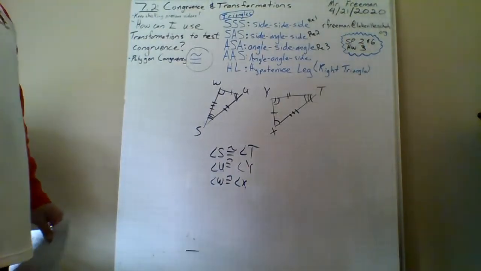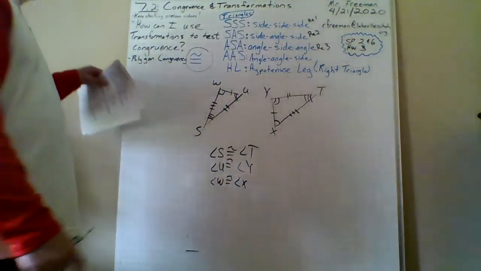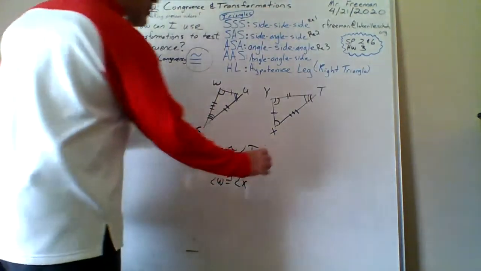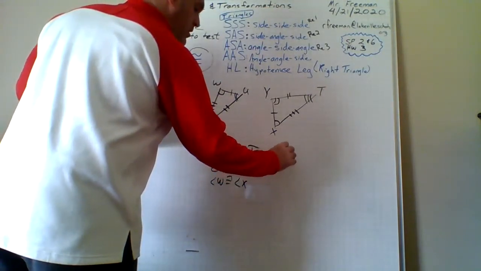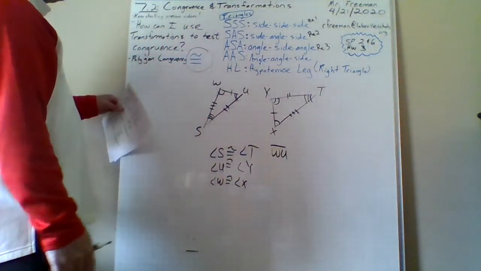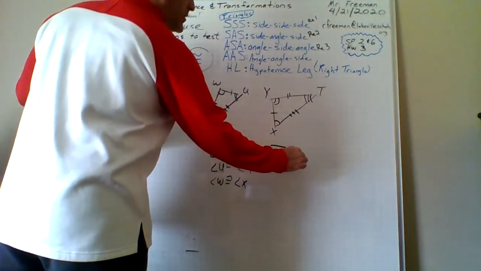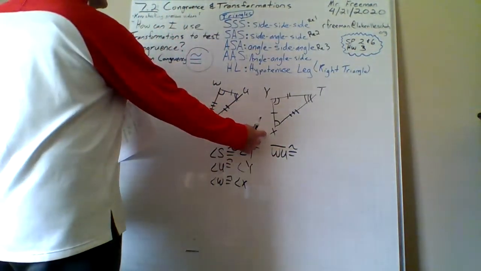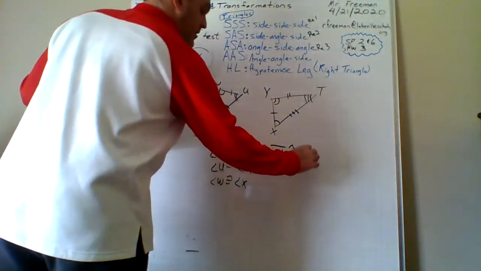Okay, if I'm doing lines, the one with 1 notch would be WU. And if I went from WU to say it's congruent to a line segment over here, I would have to go from X to Y.